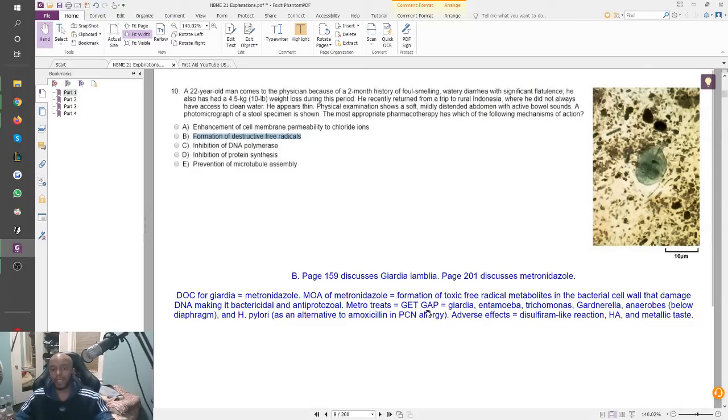Metro treats GET-GAP, right? GET-GAP, which is Giardia, amoeba, trichomonas, Gardnerella, anaerobes, and H. pylori. Anaerobes that are below the diaphragm, right? As opposed to clindamycin. And H. pylori, you could use metronidazole as an alternative to amoxicillin in someone with penicillin allergy. Adverse effects of metronidazole are just disulfiram-like reaction, headache, and metallic taste. All right, so very straightforward medication, very important medication. You definitely want to make sure you know this stuff very well.